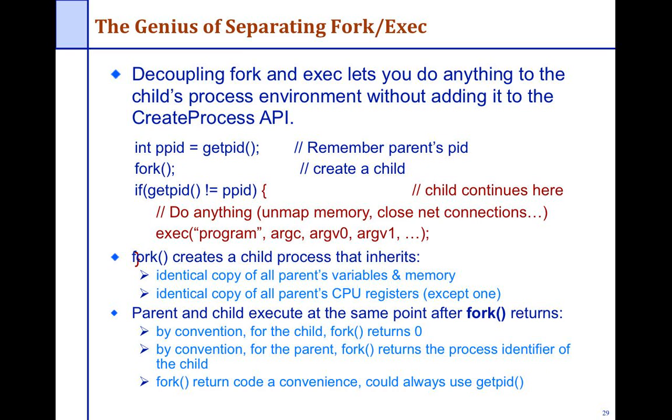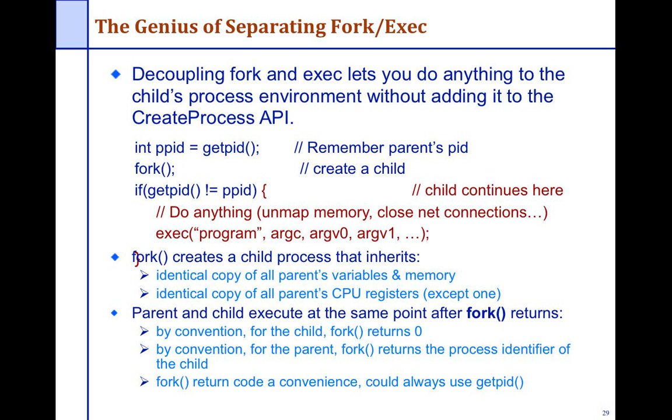So decoupling fork and exec essentially lets you do different things in the child's process environment without adding to the create process API. So without adding stuff into the fork process, right? You don't need to pass things into it. So in this case, for example, if int PID equals getpid, fork, if getpid not equals PPID, that is you're the child, then the child continues there and does different things.